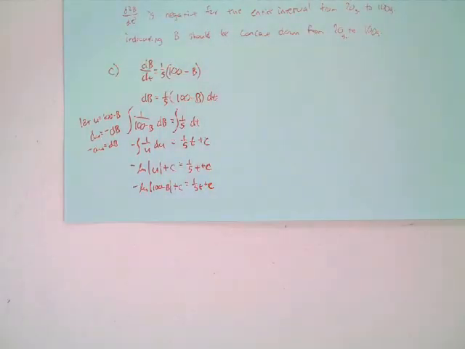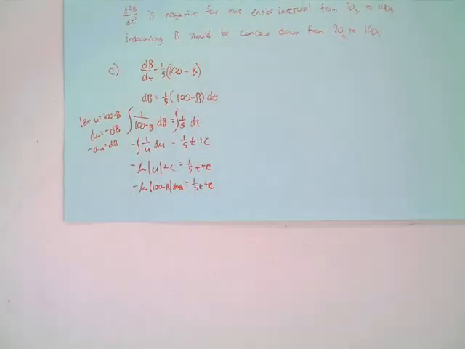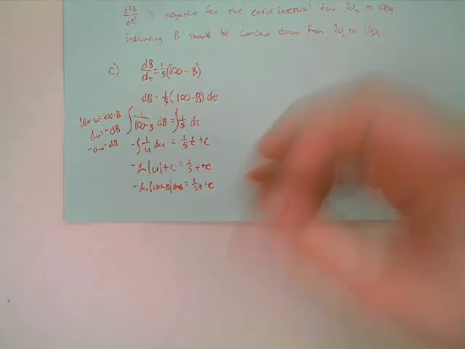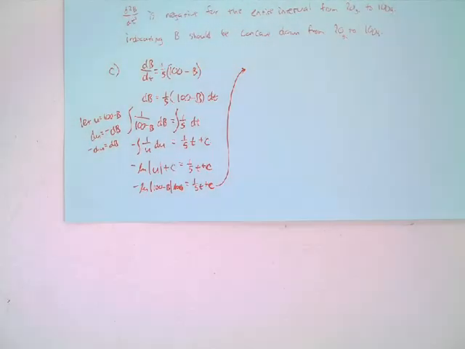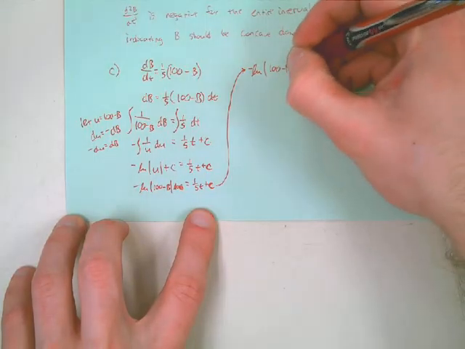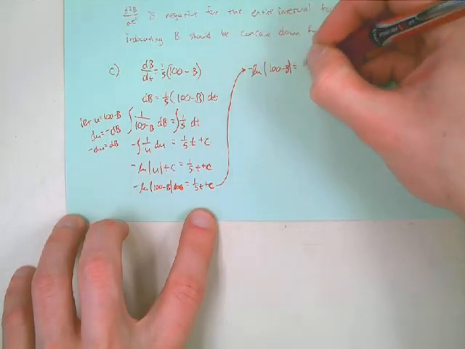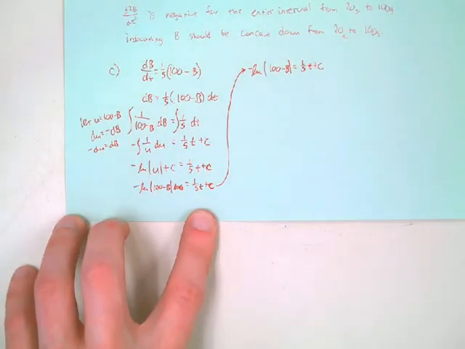Now what? I guess I can get rid of the c's. I'll just put the 1 c over there. But now what do we do? Okay, so again, I'll rewrite it here. We got negative natural log of the absolute value of 100 minus b equals 1/5 t plus c. Were you going to say something, Emma? Yeah, we got to figure out what our c is. Okay, what can I plug in?